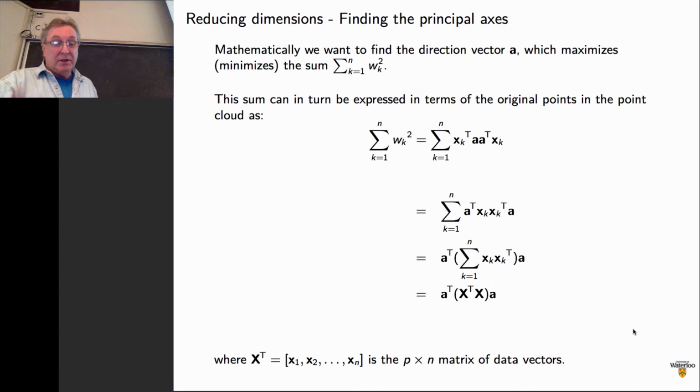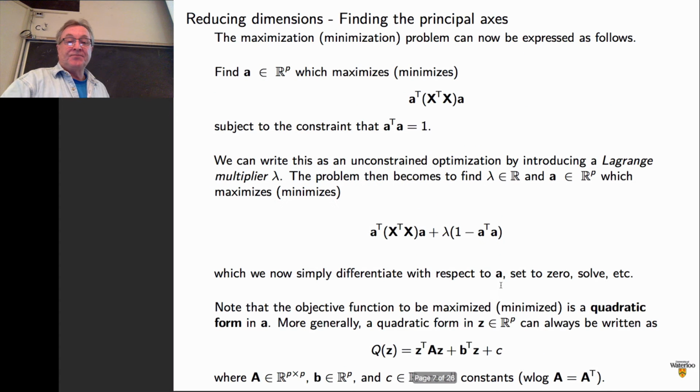So what I want to do is maximize that. Find a vector A such that this is as large as possible, subject to the constraint that A has length 1. So I have this constraint. If the Euclidean length of A is 1, then this squared length is 1. So that's A transpose A.